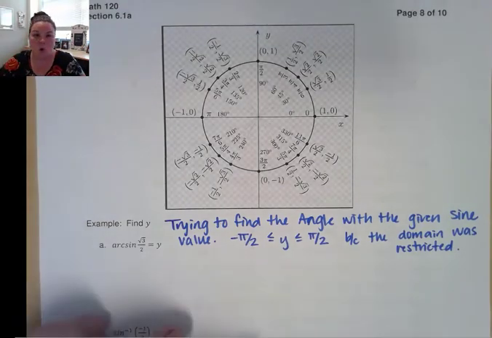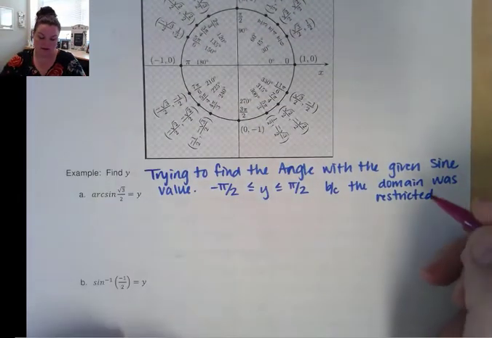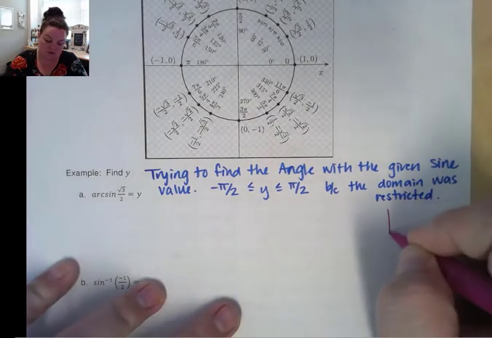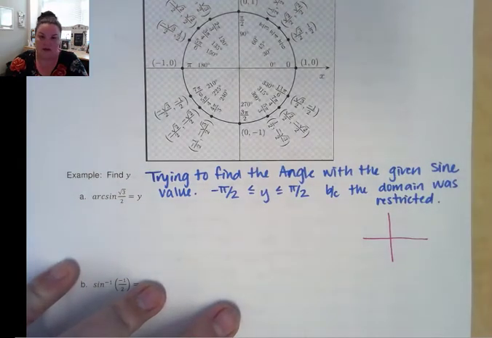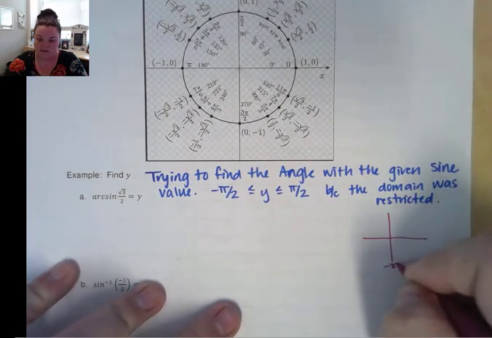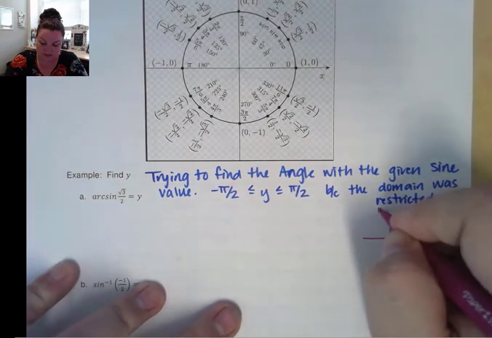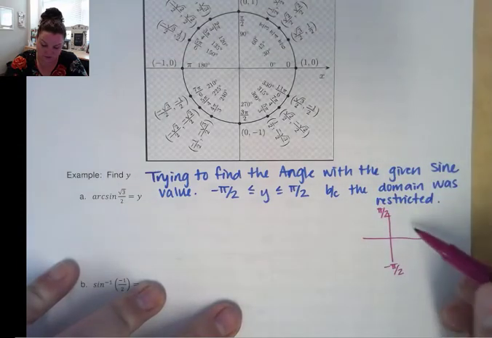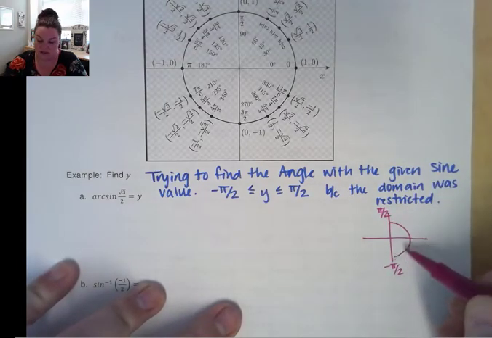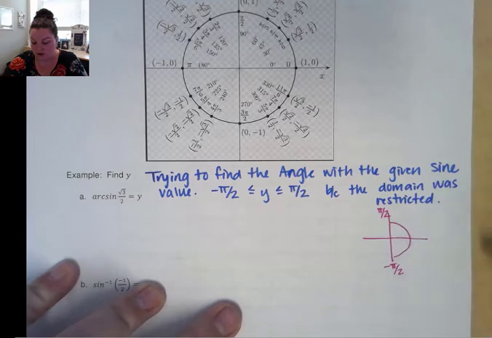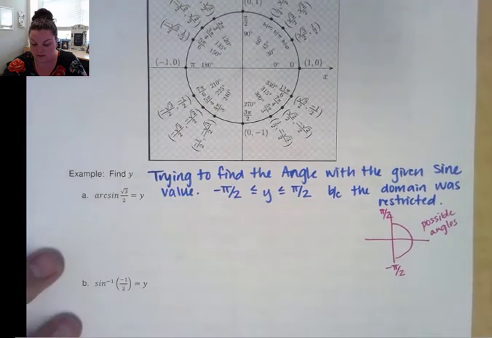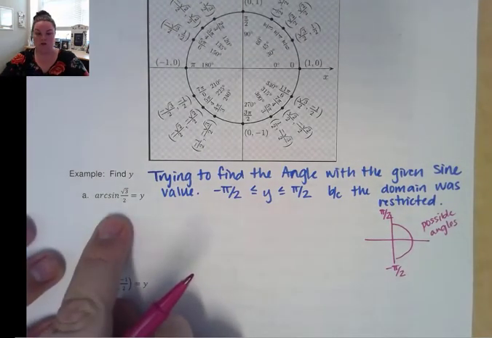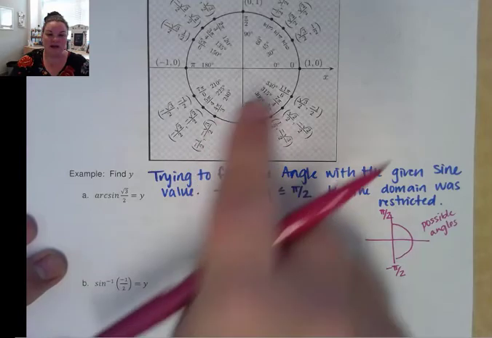Let's think about what quadrant that's in. Okay, we're looking for possible angles. So I'm just going to draw a little picture over here to the side. So if I have my unit circle, right, if you will, this is where negative pi over 2 is, and this is where positive pi over 2 is. So any of the angles that fall in quadrant 1 or 4, these are the possible angles that we're looking for, okay? Possible angles.